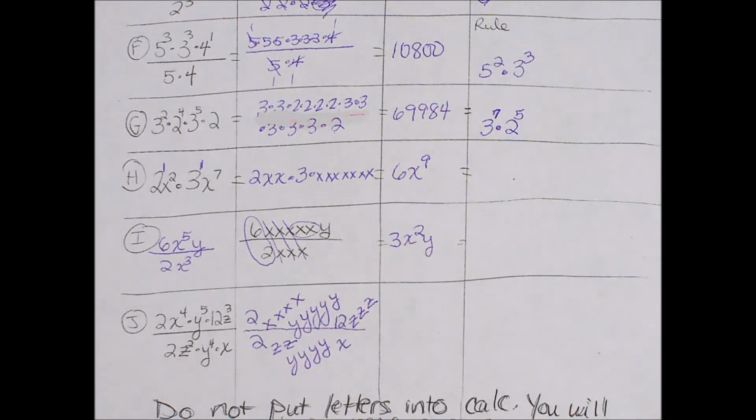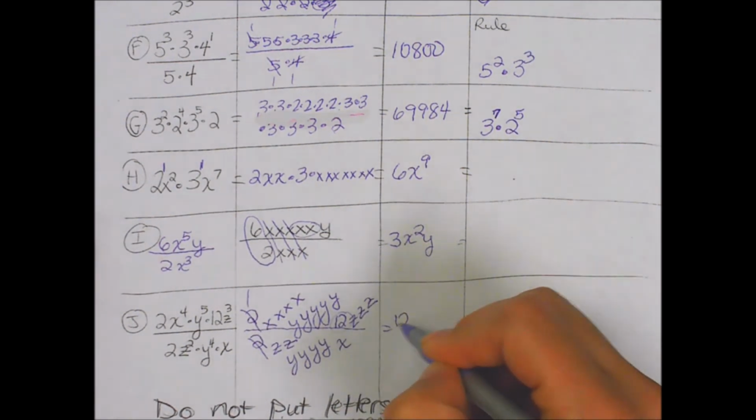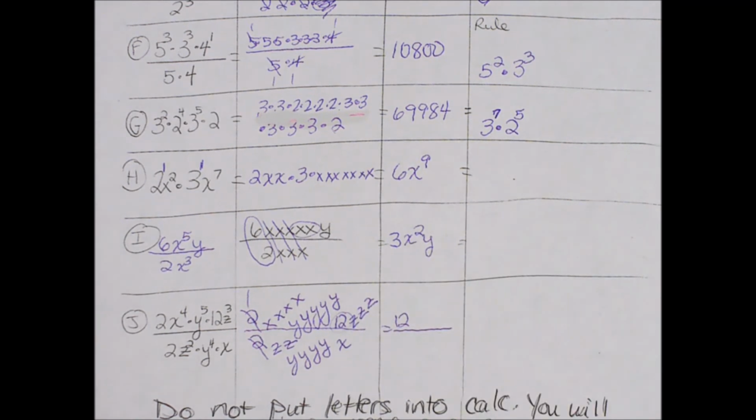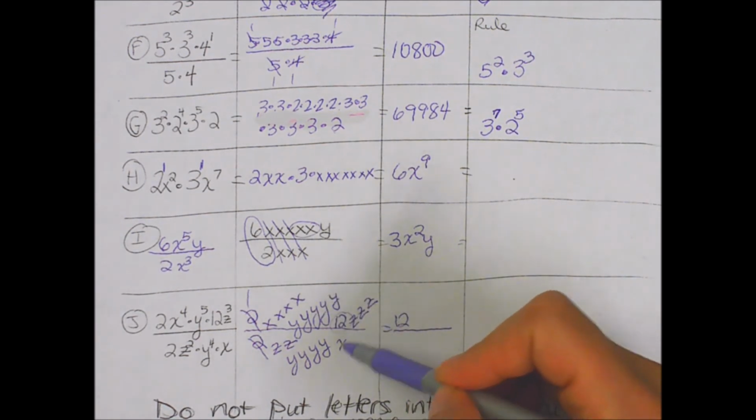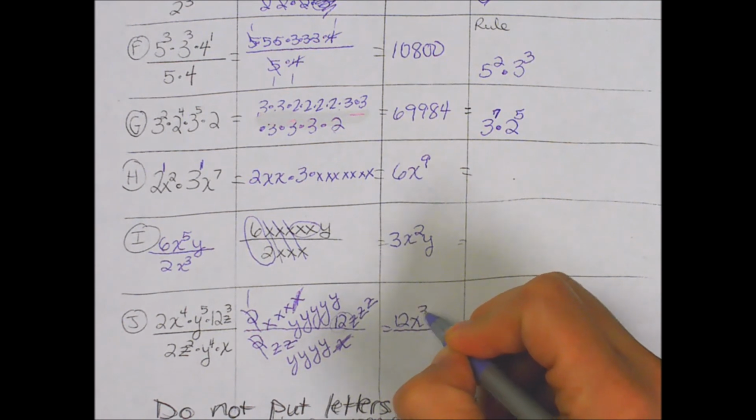Now, anything divided by itself is 1, so let's go. 2 divided by 2 is 1. I still have a 12 left. All right, there's 1 x down here, which we can divide off with 1 x over there. So how many x's are left? There's 3. I don't care what order this is in.